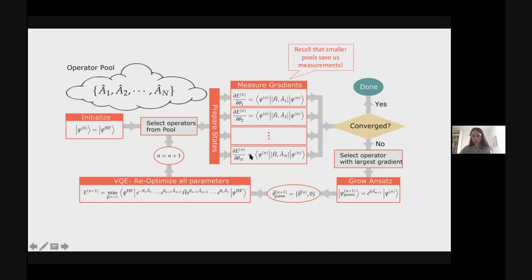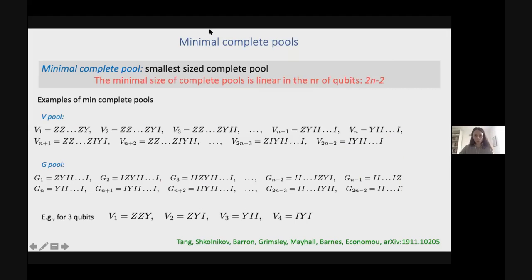The other issue is that I want my pool to not be too large, even if I know it's complete, because then I need to pay the price of these parallel quantum measurements on different or possibly the same processor. So what we found is that there's a notion of minimal complete pools, and these are defined as small size pools which still satisfy the complete pool criterion.